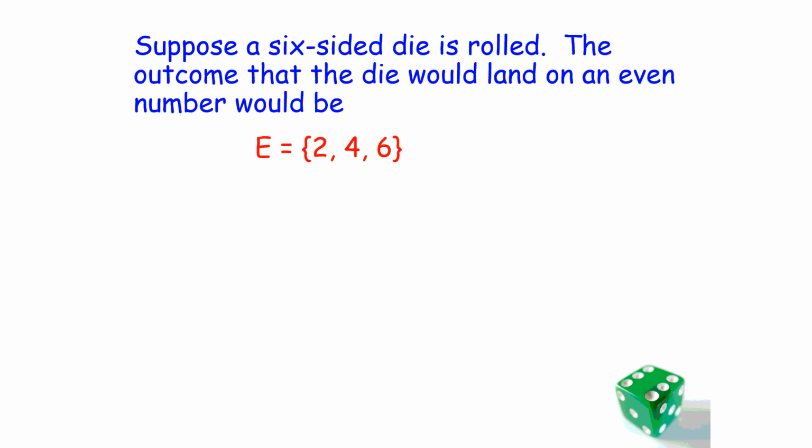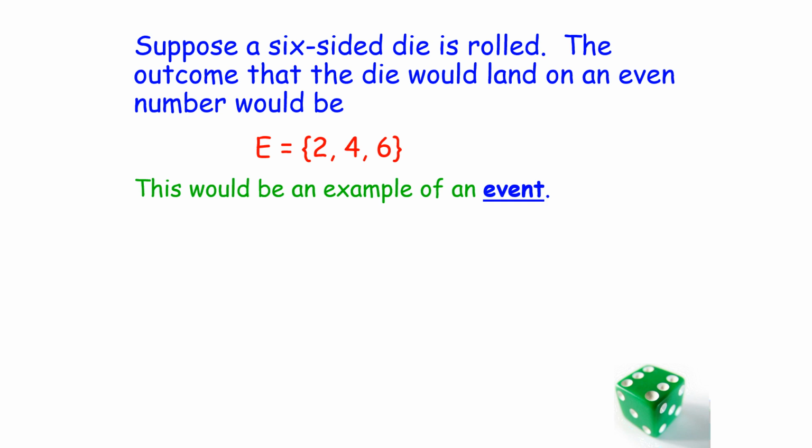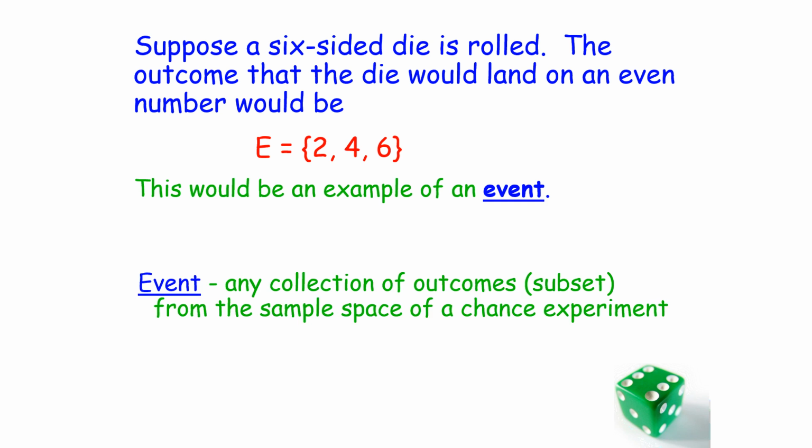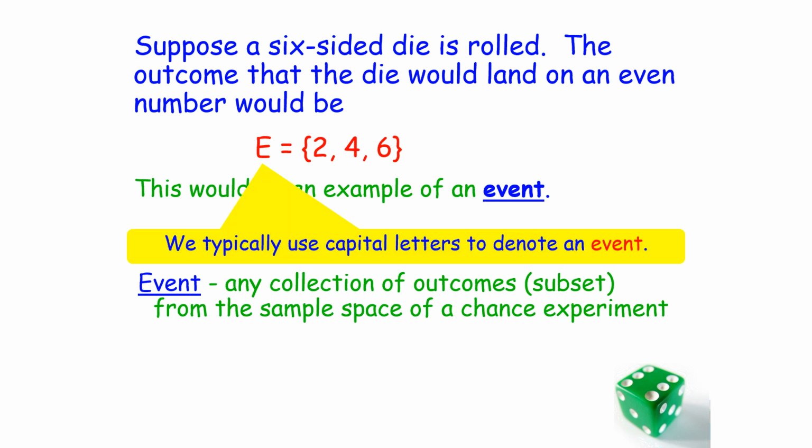Now, suppose a six-sided die is rolled. The outcome that the die will land on an even number is going to be 2, 4, or 6. This is an example of an event. An event is any collection of outcomes or a subset from the sample space of a chance experiment. Now, we typically use a capital letter to denote an event.